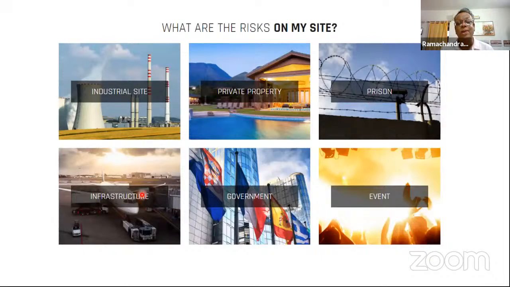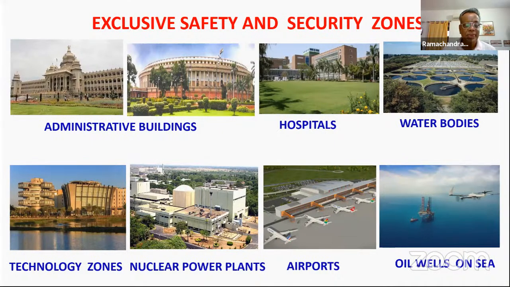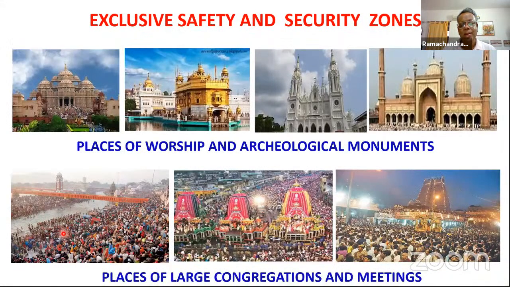And just to give a glimpse of what can go wrong, what can be hit, you can see the pictures of our administrative systems, hospitals. Water cleaning bodies can be very easy targets for very large-scale destruction. Nuclear power plants, airports, oil wells, everything. And all the software companies, for example, are prone to being hit. All places of worship and places of large congregations. You can see the Kumbh Mela and all sorts of things happening. And if one drone can do a bad thing there, you are hit.